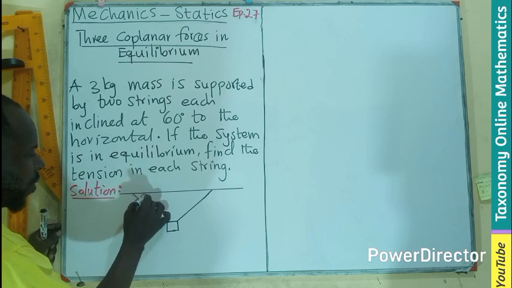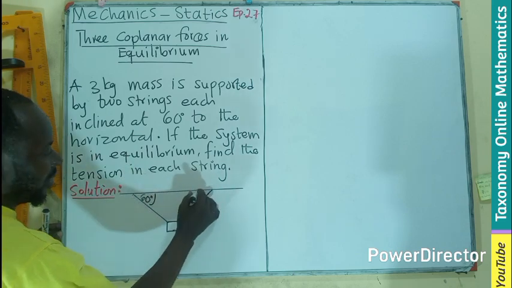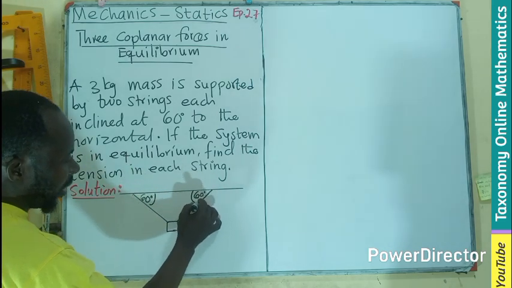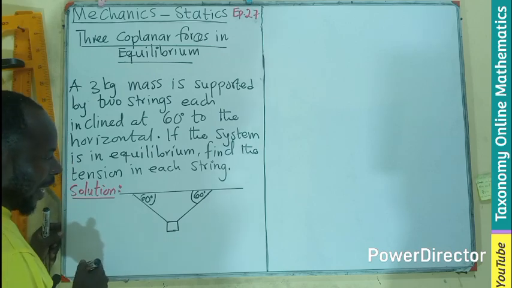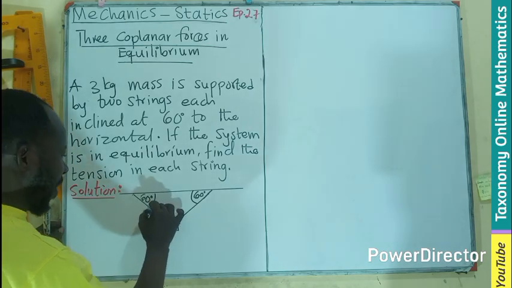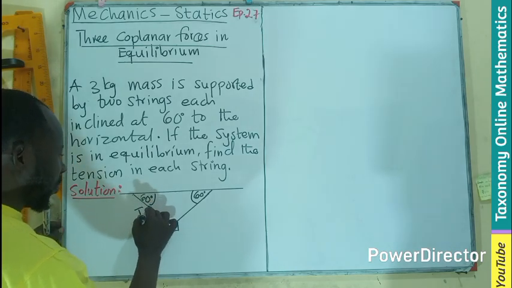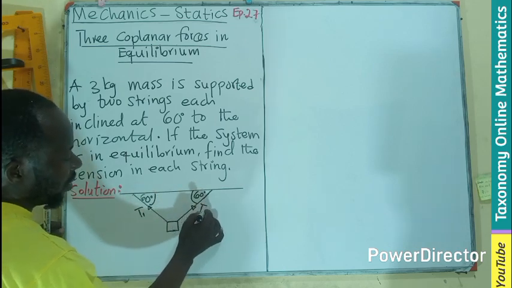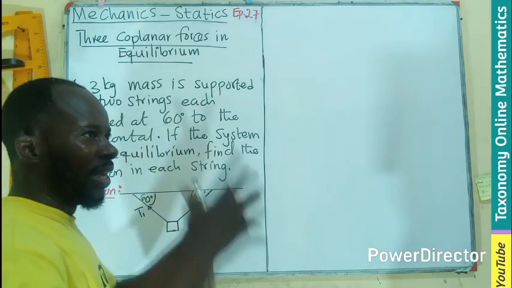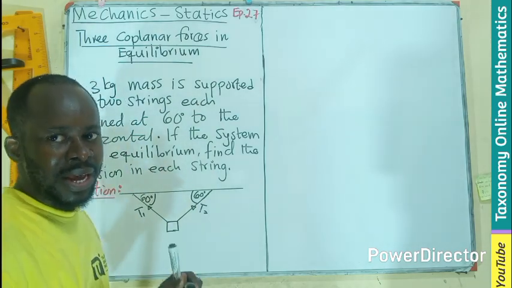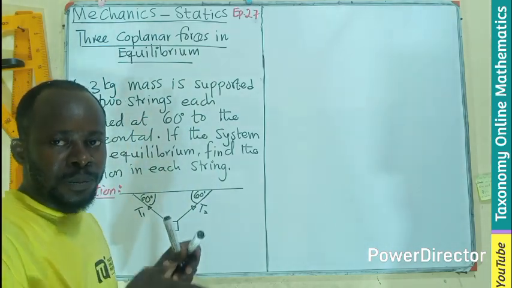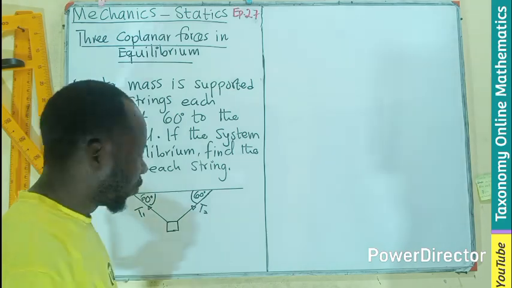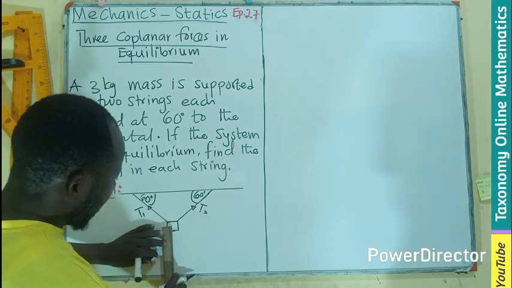The angle it formed here is given to us as 60 inclined, so that is it. Then this will be the first string with tension 1. The second string we have tension 2. Now when the body is hanging, definitely there will be the weight of the body moving downward. So we can also indicate the weight.